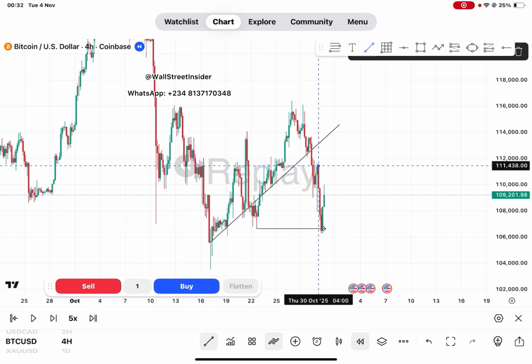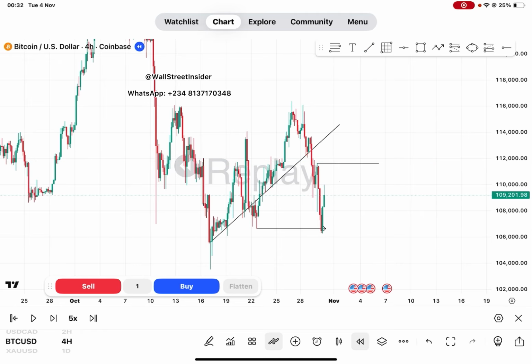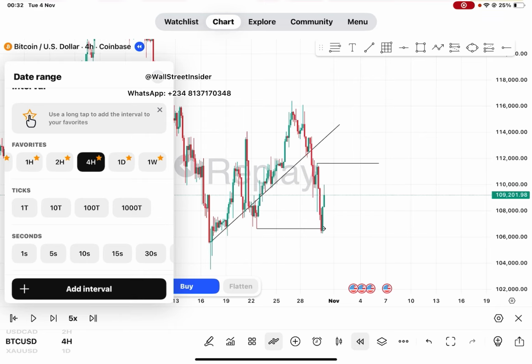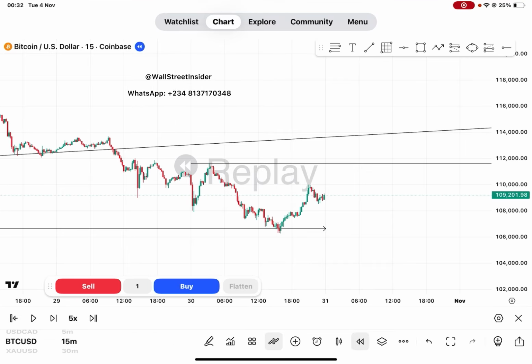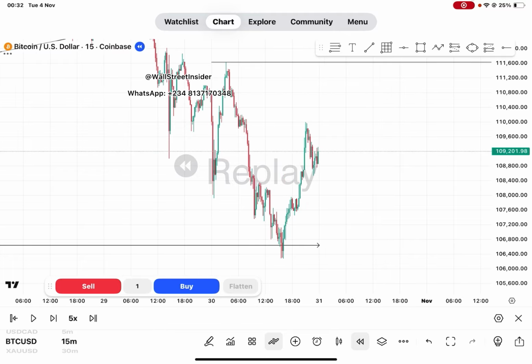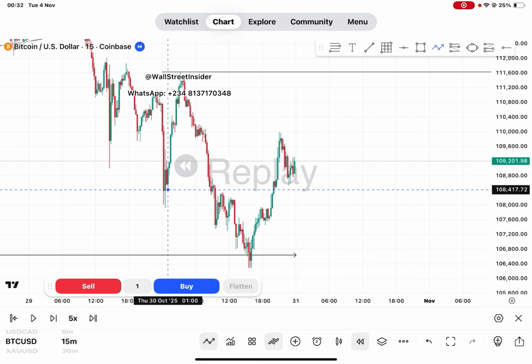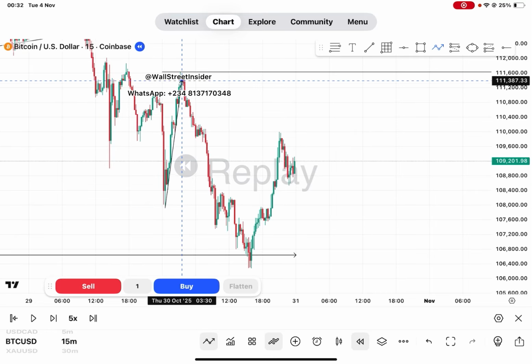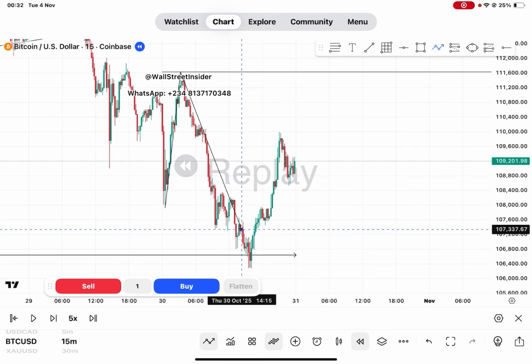So I marked my recent zone. After marking my recent zone, I dropped to my lower time frame to see where I'm going to sell from in this particular zone. So I went to my 15-minute time frame to check for my possible entries in the market. Basically, I saw a high, and I saw the market push down to break this low, and the market started making lower lows.